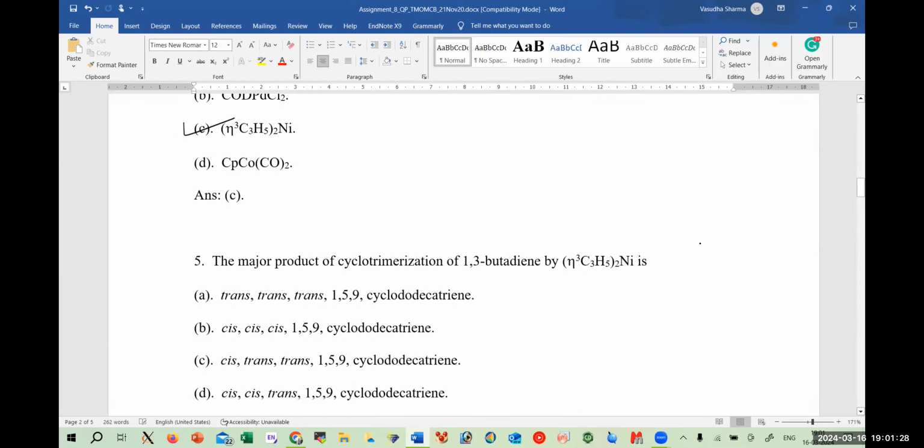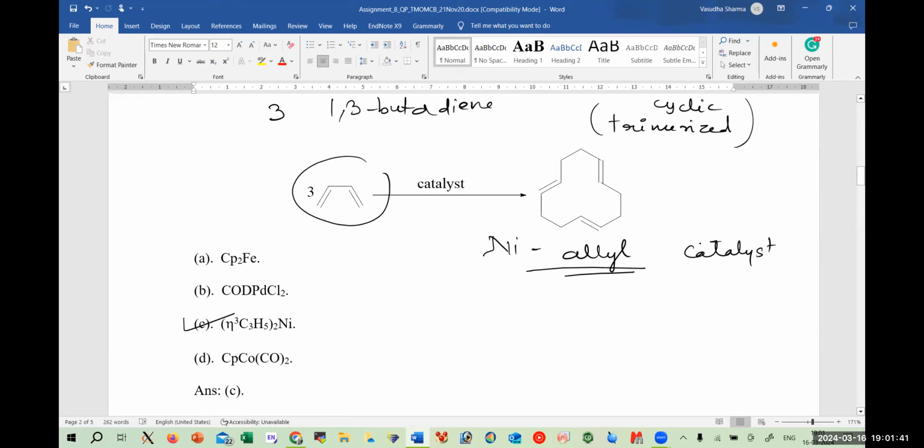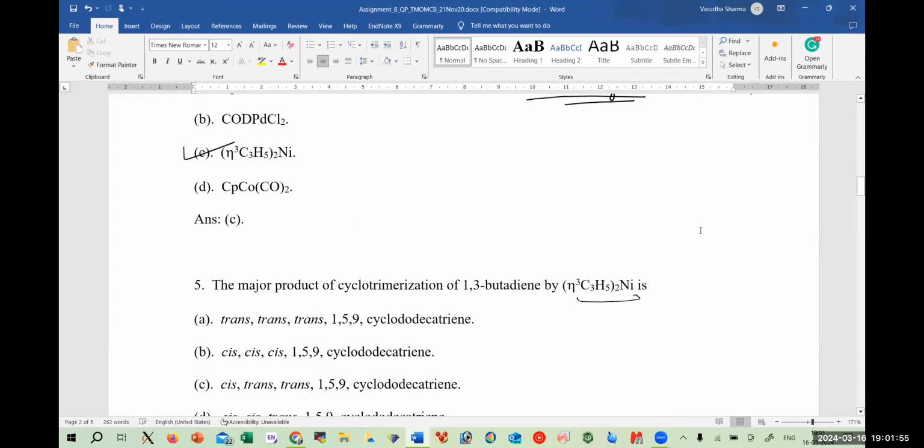Now, the same question of 1,3-butadiene undergoing cyclotrimerization with this nickel catalyst: what is the major product? If you are smart enough and look, this is your product, and this highlighted bond is trans. This bond is also trans, and this is also trans. So all three are trans.